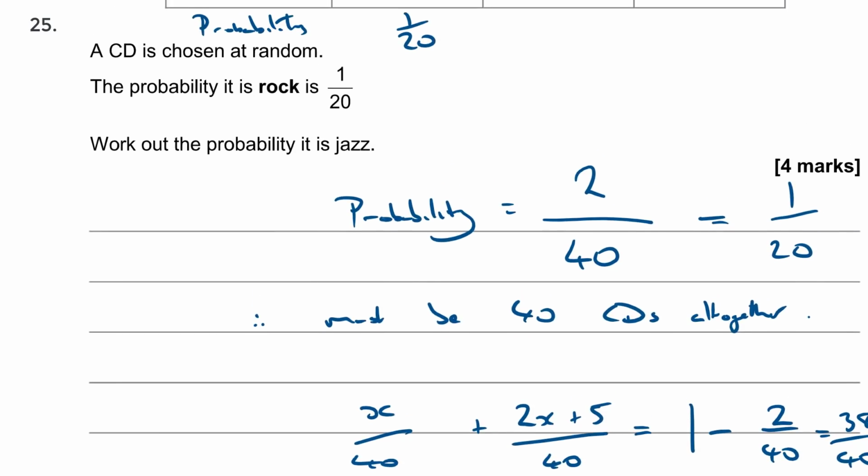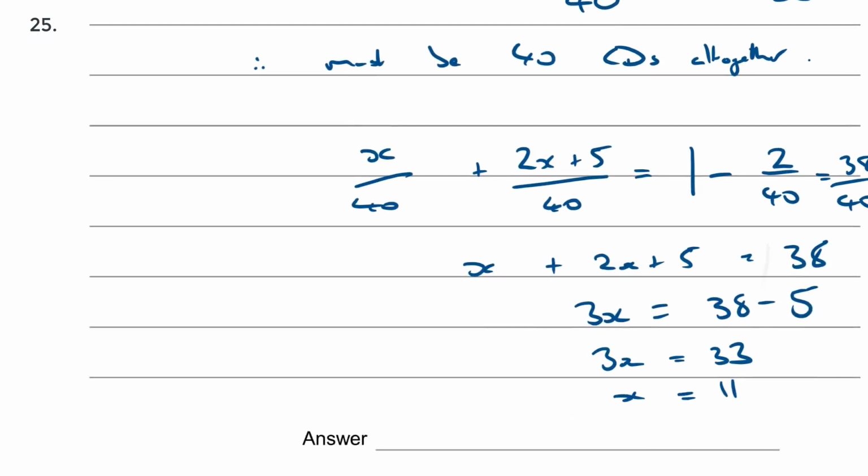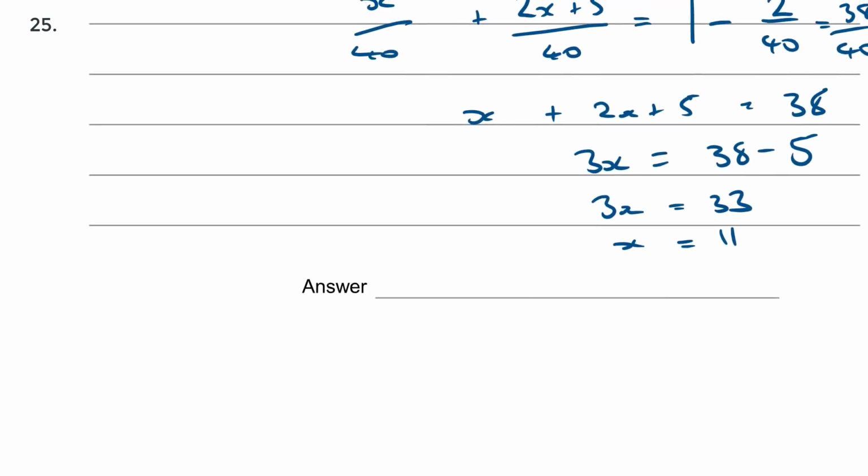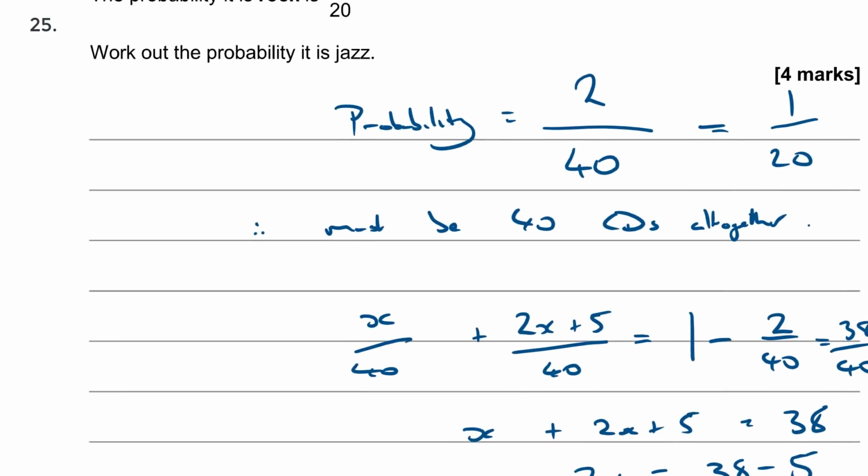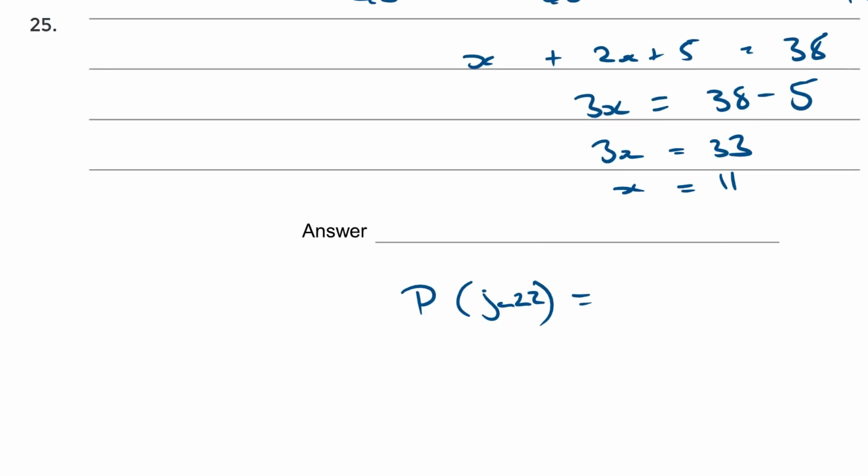So what is the probability then of getting jazz? So the probability of jazz then is going to be, well, we're told it's 2x plus 5, aren't we? So 2x plus 5 over 40, where x is 11. 2 11s are 22, plus 5 is 27 over 40. So my answer, 27 over 40.